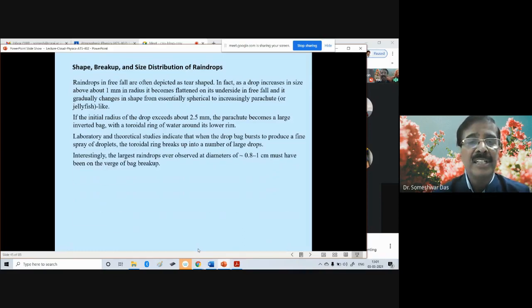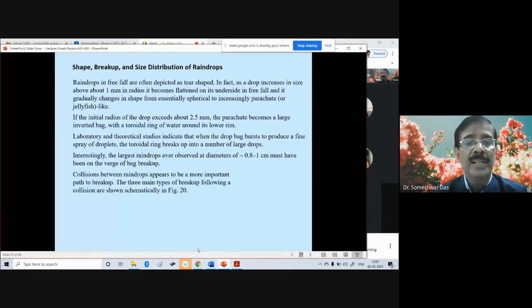Interestingly, the largest drops ever observed have a diameter of 0.8 to 1 centimeter. Just imagine, a 1 centimeter drop size is very big, and such drops cannot sustain. They have to break up. They must have been on the verge of bag breakup. Collisions between raindrops also appear to be a more important path to breakup. See, collision acts in two ways. In the initial phase, when the droplets are smaller in size, collision between droplets leads to growth in size of the droplet because they merge, right?